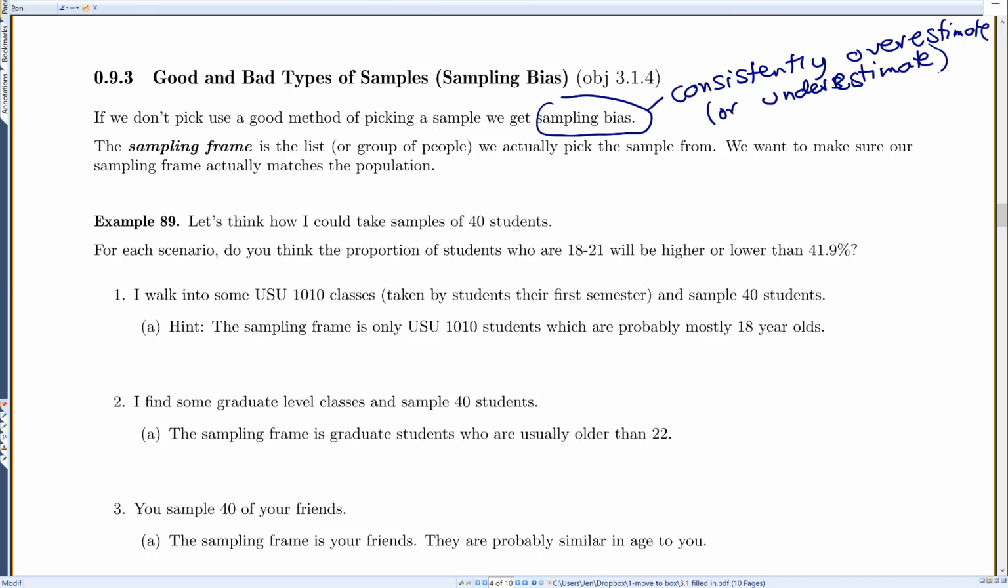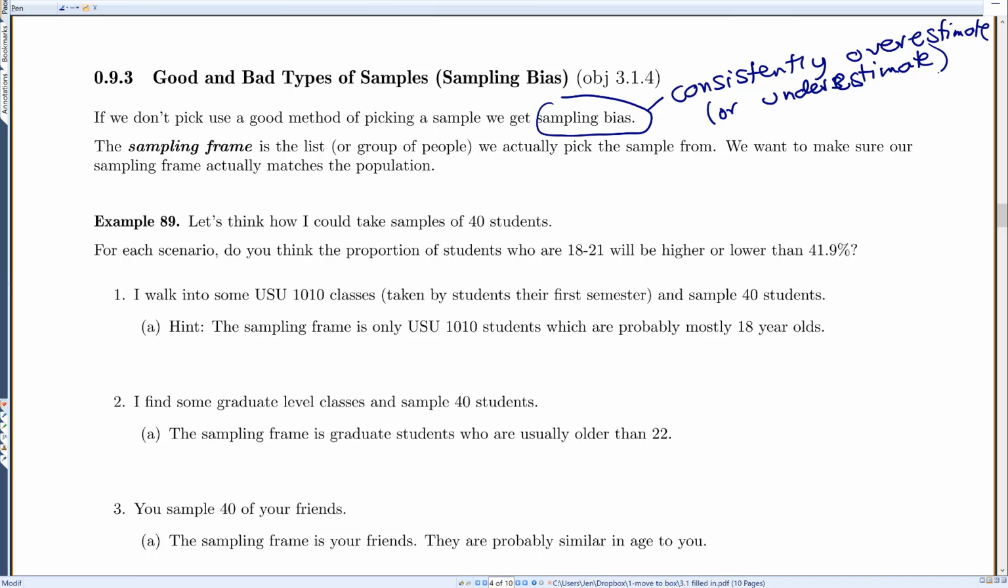A little note: the sampling frame is the list or group of people we're actually picking the sample from. We want to make sure that our sampling frame actually matches the population. Theoretically, we should be picking from the entire population. But sometimes people don't do a good job of picking a sample and they're actually using a smaller sampling frame that doesn't match the population.